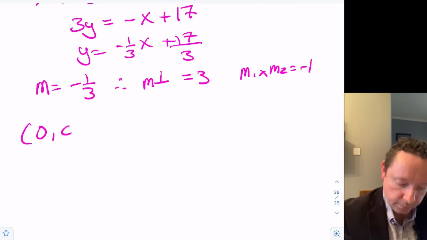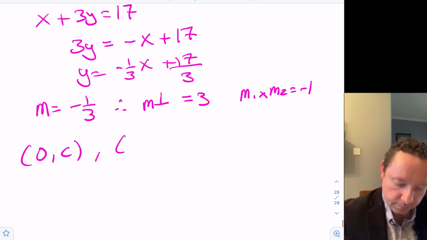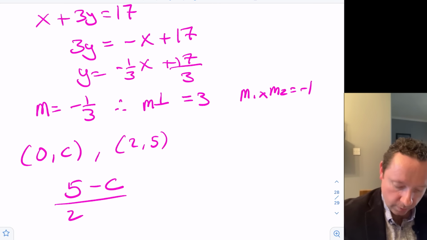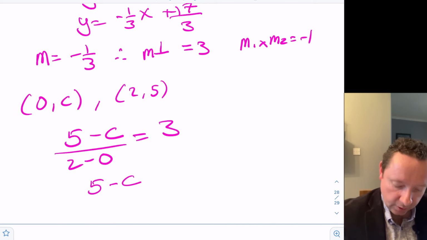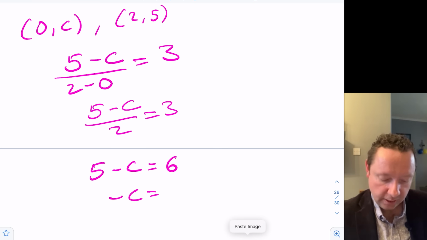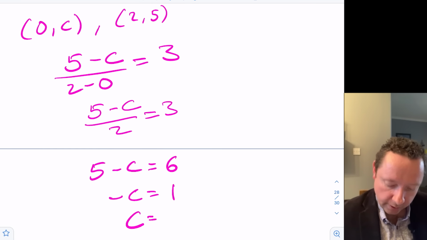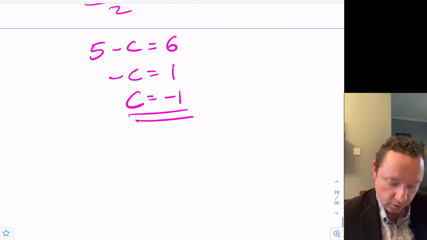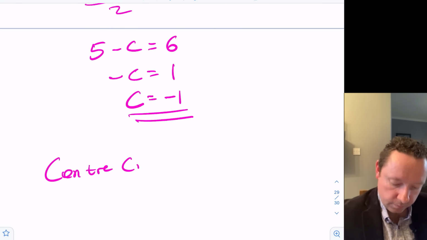We've got (0, c) and we've got (2, 5). So y2 minus y1, 5 minus c, over 2 minus 0 equals our gradient of 3. So we've got 5 minus c over 2 equals 3. 5 minus c equals 6. So I'll take the c over: 5 minus 6 equals c, which is minus 1. So c equals minus 1. So the centre of the circle is simply (0, minus 1).